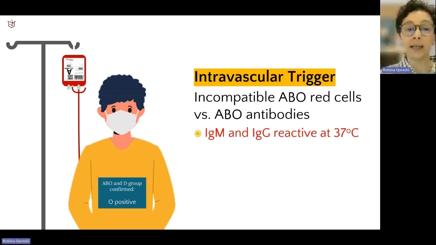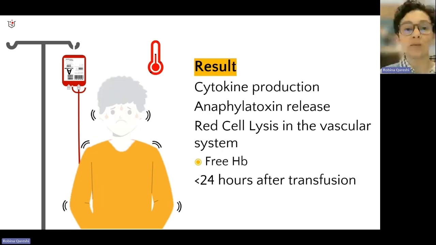Typically, incompatible ABO red cells versus ABO antibodies. IgM and IgG are active at 37. So the IgG is going to cause the opsonization for phagocytosis as well as the C3b bit. So we will get a bit of extravascular happening at the same time as the intravascular. So the patient can have, really quickly, within 5 to 10 minutes, signs and symptoms of red cell destruction.